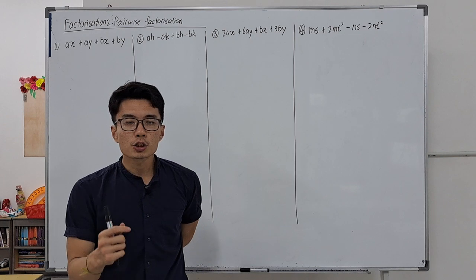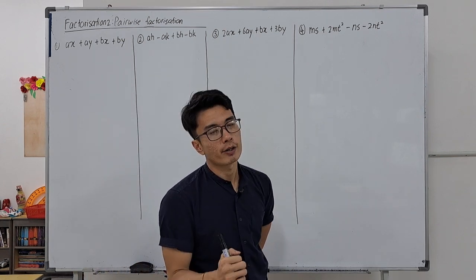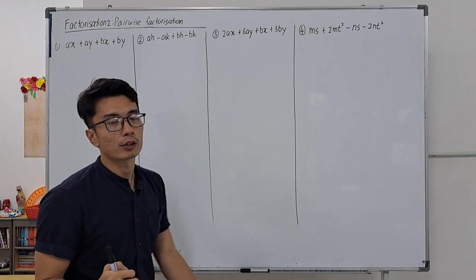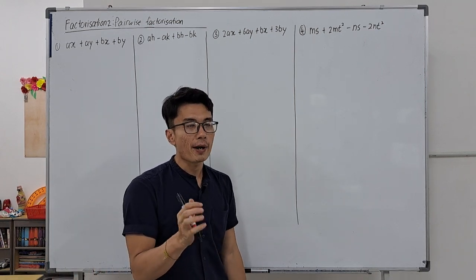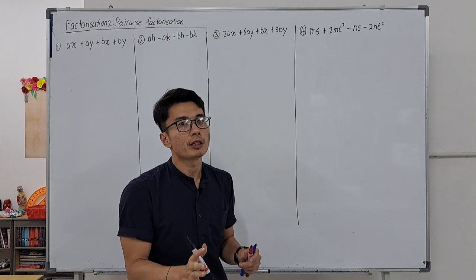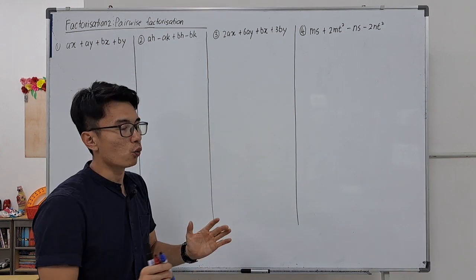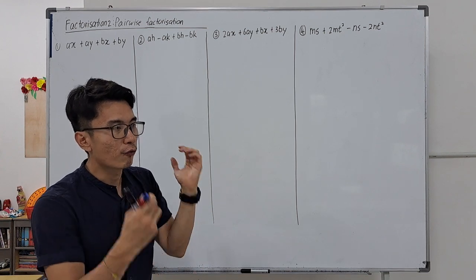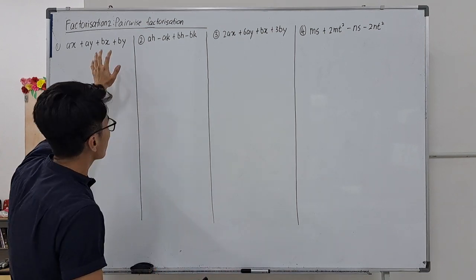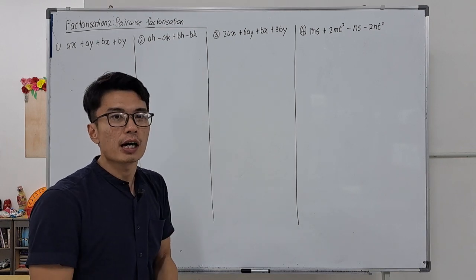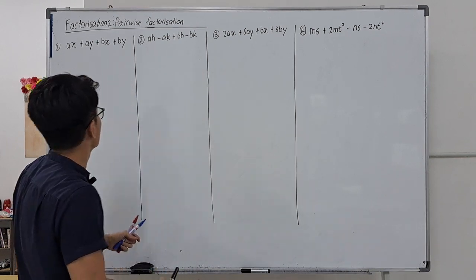Okay, let's go through the second type of factorization we will be learning. This is called pairwise factorization. Now, why is it called pairwise factorization? I will explain in a while. But in the meantime, let's try to work this out with the knowledge that we have. Let's try if we can factorize this expression out by extracting out the common terms. Let's try that first. Okay?